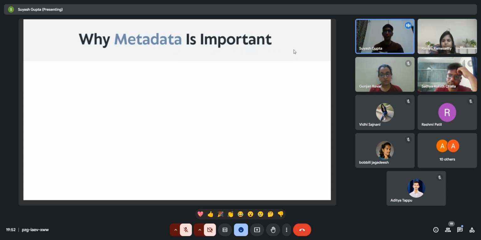Now we will move ahead to metadata. Although metadata is not present everywhere, it provides great value, and Gunjan has, I think, also added here about the metadata. So if there are any further additions, please feel free to share.